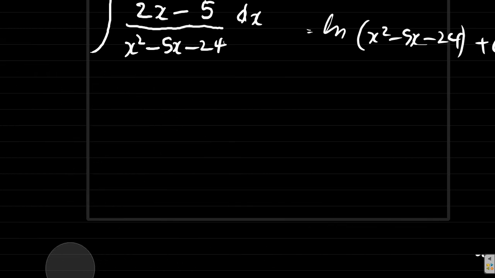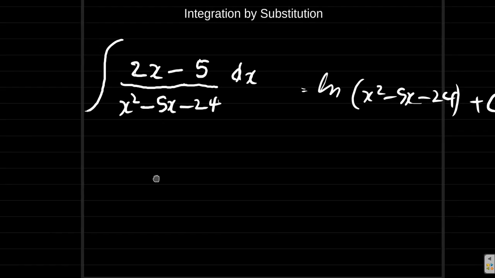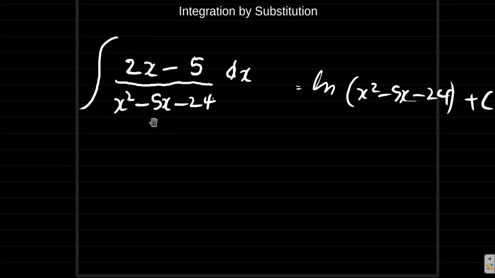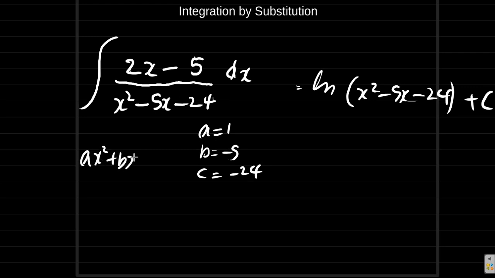Now the question is, could we also use another method? Could we use integration by parts to do it? Let's try. Can we factorize the denominator function? You remember the AC method. In this case, A is 1, B is negative 5, C is negative 24, because what we have is a function in the form ax squared plus bx plus c.